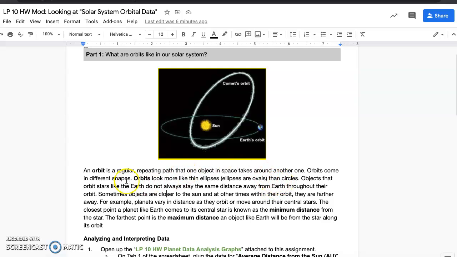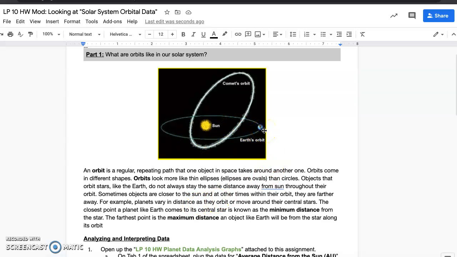Objects that orbit stars, like the Earth, do not always stay the same distance away from the sun throughout their orbit. Sorry, this is supposed to say the sun. Sometimes objects are closer to the sun and sometimes they're further away. For example, planets vary in distance as they orbit, or move around, their central stars.